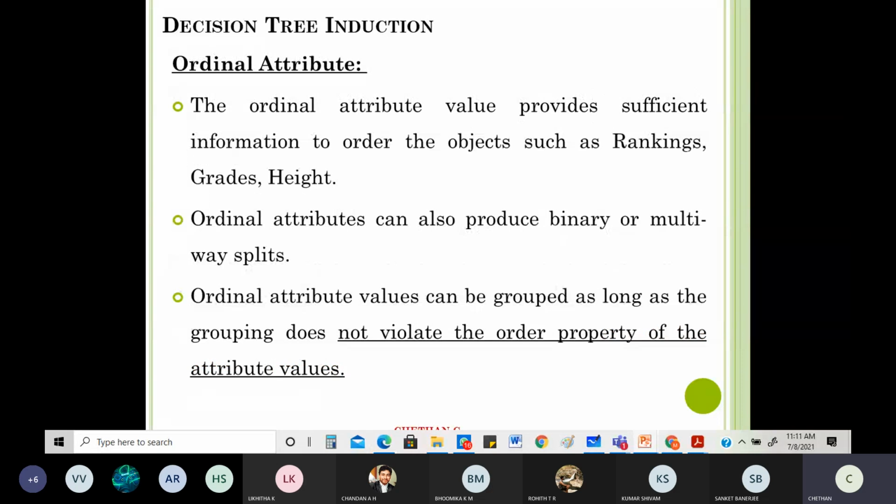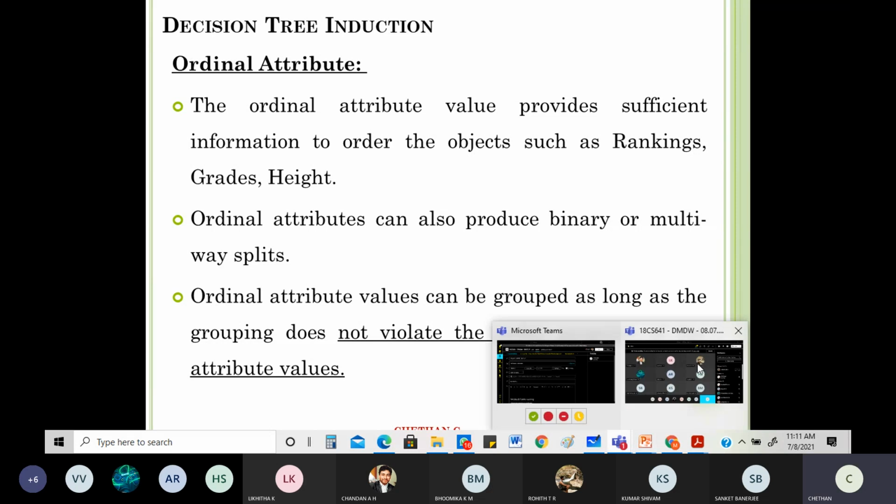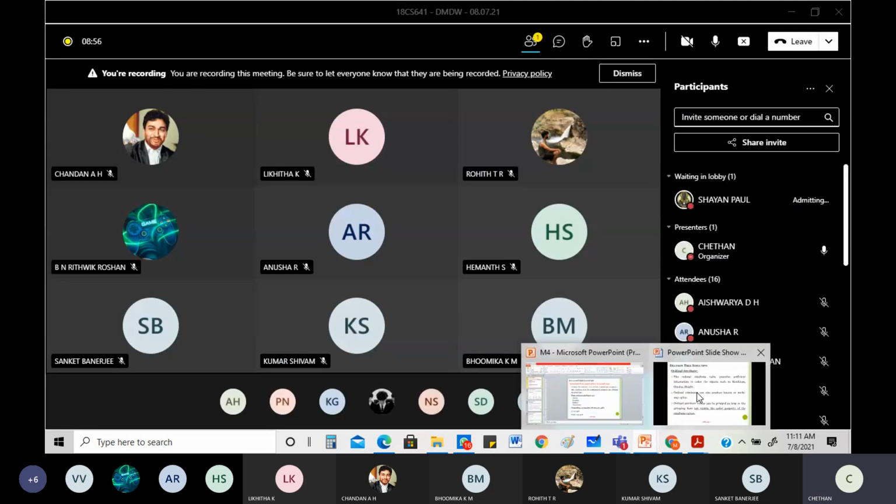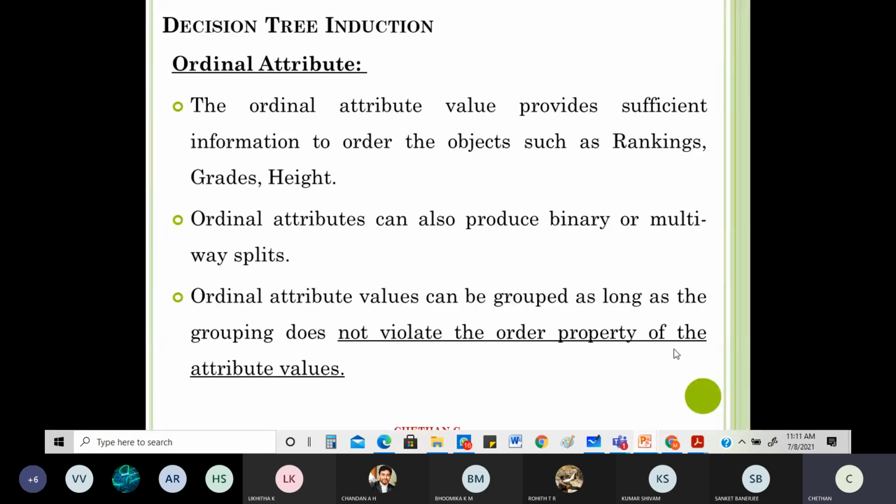Next is the ordinal attribute. You saw nominal, now you're seeing ordinal. As the name suggests, an ordinal attribute means there's some sort of order associated with it. The order you can clearly see is in values like rankings, grades, height; everything has order in it. If you take rankings, it goes 1, 2, 3, 4, or from bottom to top. Again, ordinal attributes can be put in either binary format or multi-way format: a multi-way split or a binary split.